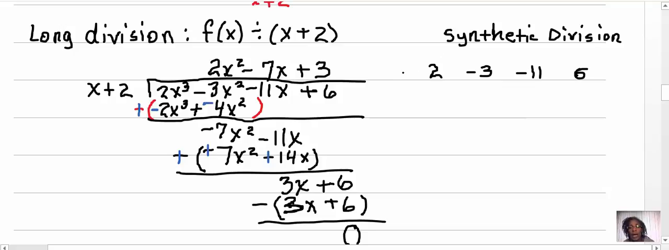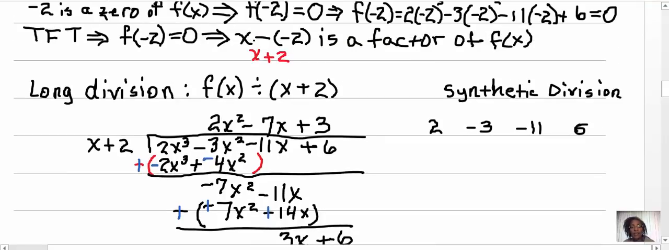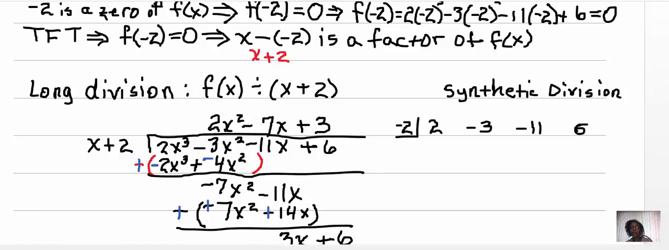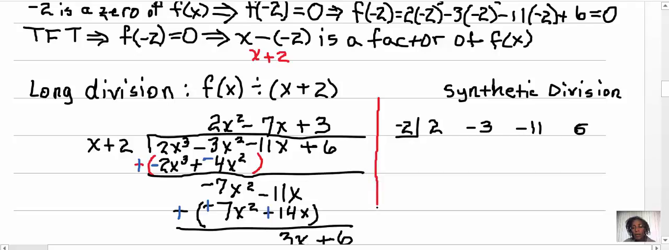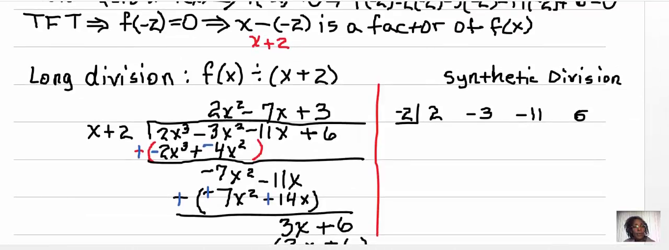Now I write, remember I think of my divisor as x minus c. So if I write this as a subtraction, I had done that here, think of this as x minus c, then the c is the only thing I write in this position. My c in this case is negative 2. And typically that's written in this format.